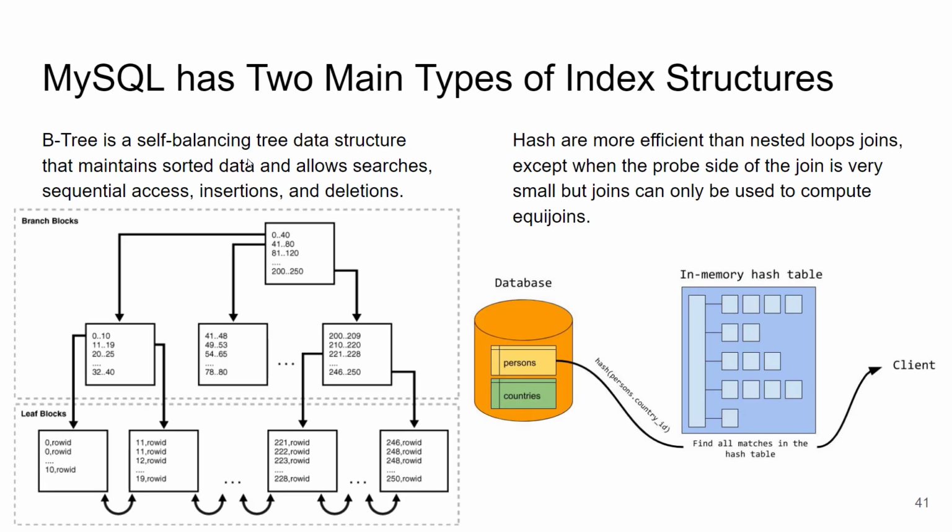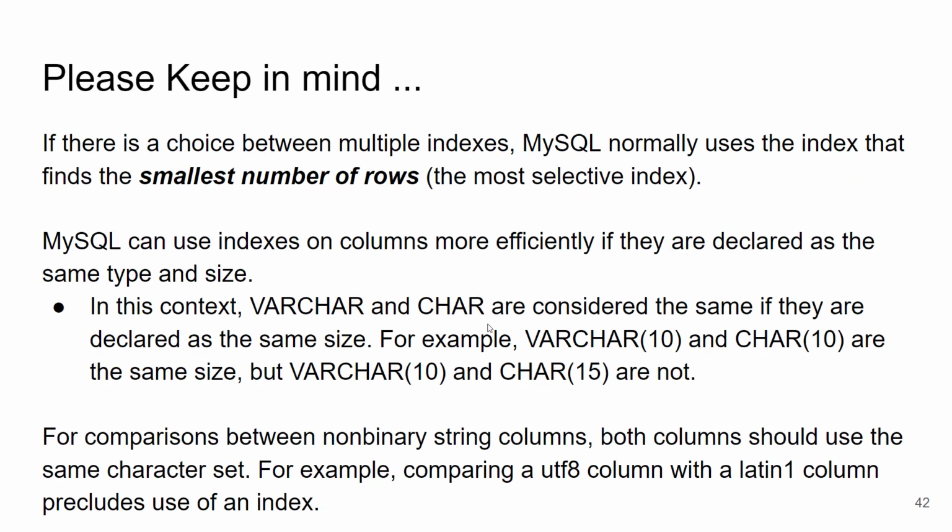Once again, MySQL has two types of index structures, mainly. B trees, which is a binary search. This is the most popular one you'll see. Also, we have hashes, where you basically put everything together and sift through that.